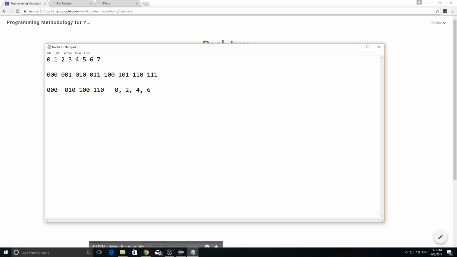Now for the next group, I want the second digit to be 0. So this one is 000, 001, 100, 101. Remember, this group is the concept of all numbers where the middle digit is 0. So that group is basically 0, 1, 4, 5.